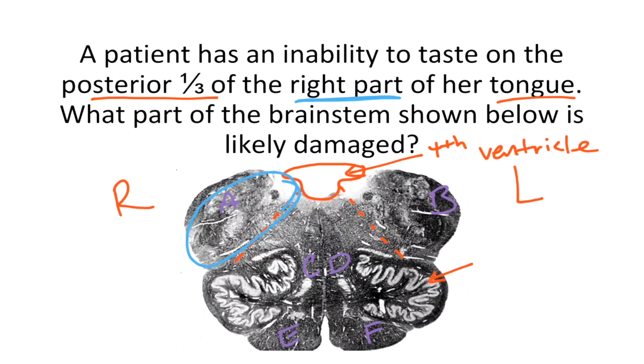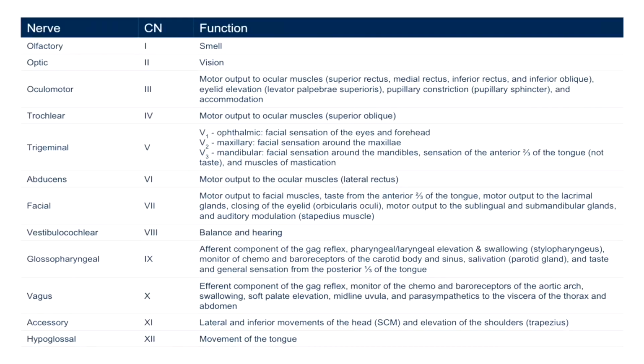So again, because this patient's deficit deals with sensory information, we can deduce that the cranial nerve nucleus that's damaged must be lateral to the sulcus limitans, and because it's on the right side of her tongue, we should know that the answer is A. Again, this is table 8.1 from your text.